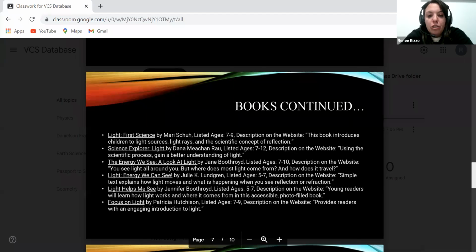Light: Energy We Can See by Julie K. Lundgren, listed ages 5 through 7. Description on the website: Simple text explains how light moves and what is happening when you see reflection or refraction.